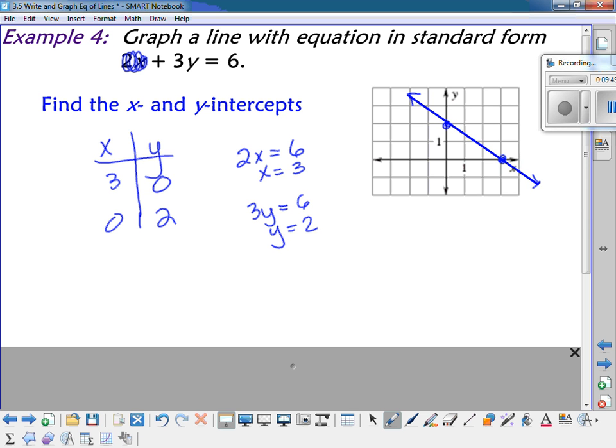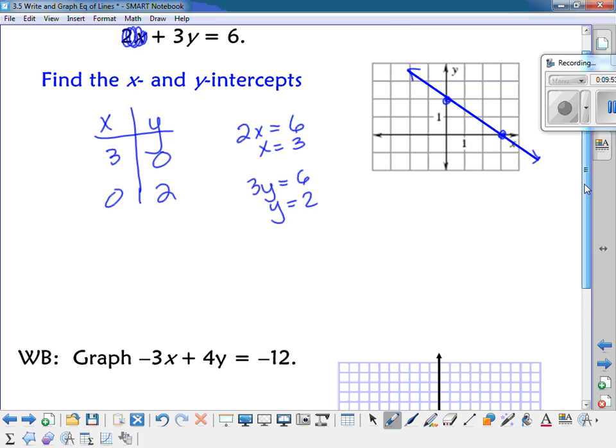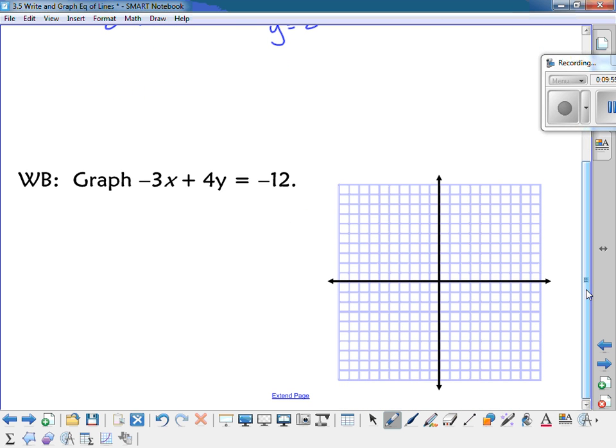So I want you to do one on your own, on your whiteboards, or on your papers at home. Go ahead and graph negative 3x plus 4y equals negative 12. Pause the video now.